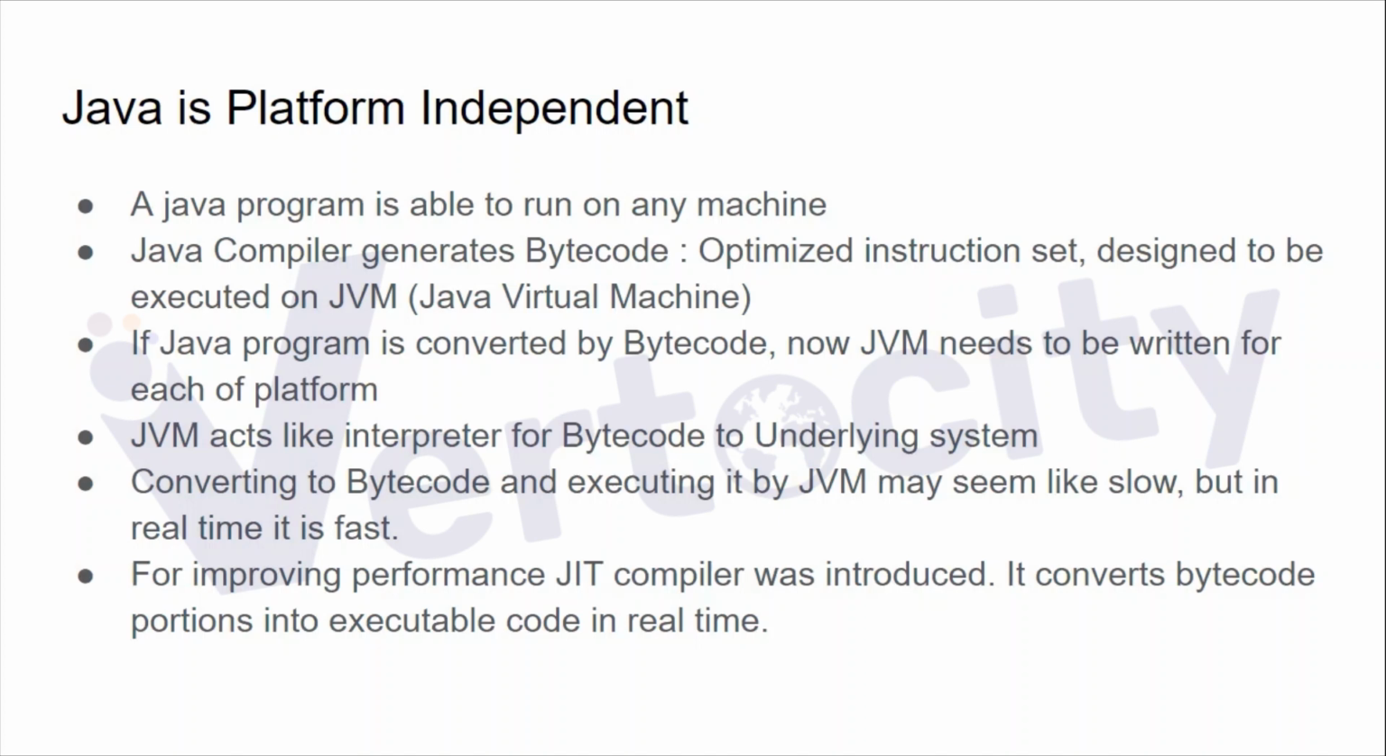For improving the performance further, there is something called a JIT compiler, which was introduced. This JIT compiler converts the bytecode into executable code in real time. It does not convert the whole of the source code at one instance. It just takes certain bits and converts them so that the machine runs in an optimal way.